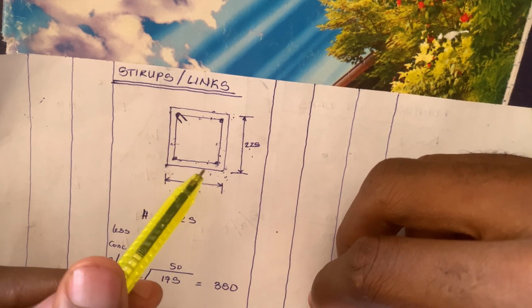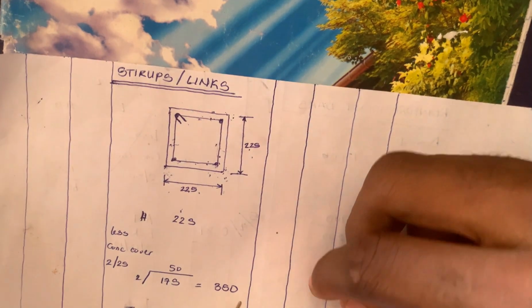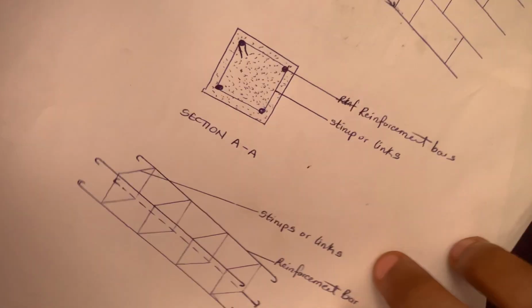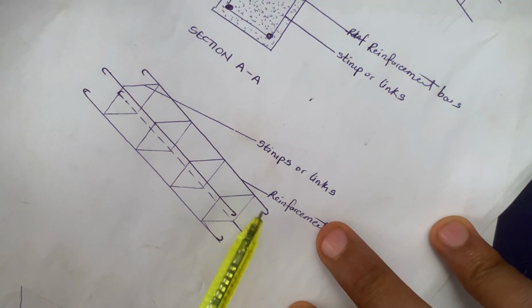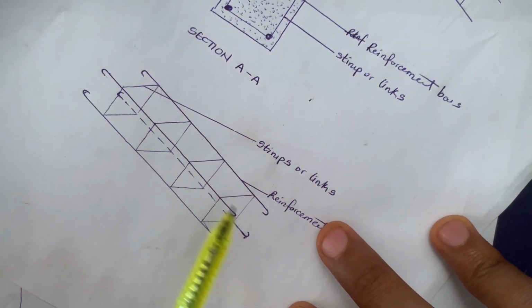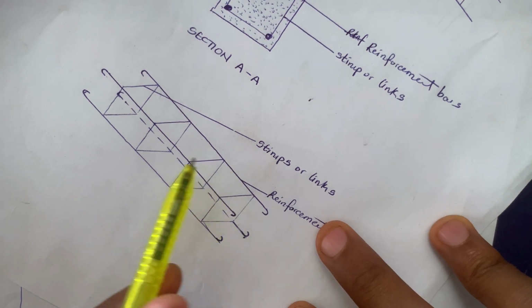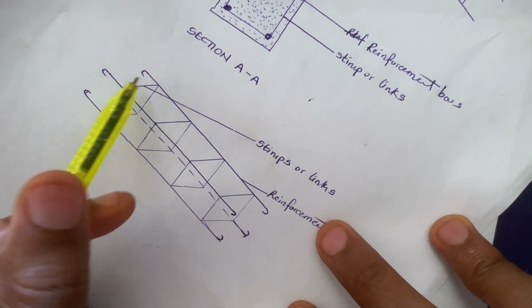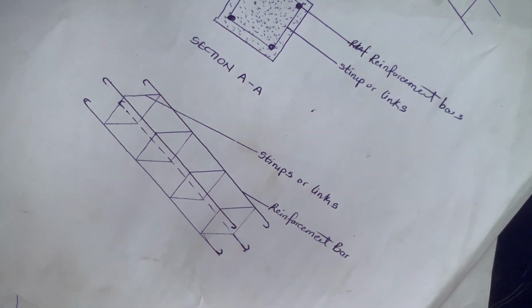Now the next thing we need to do is to calculate the number of this stirrup that is going to be on one lintel. Now what I mean is this: if you look at this drawing, you will see that the reinforcement is connected to different stirrups. So as long as this reinforcement, there are going to be plenty stirrups connecting the reinforcements together. So we need to calculate how many stirrups are going to be connecting the length of a particular reinforcement bar.